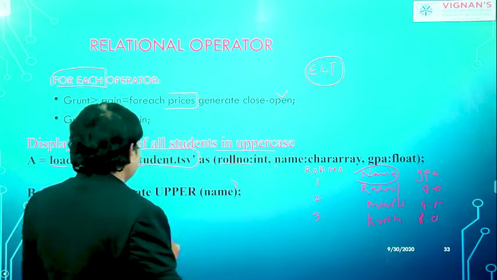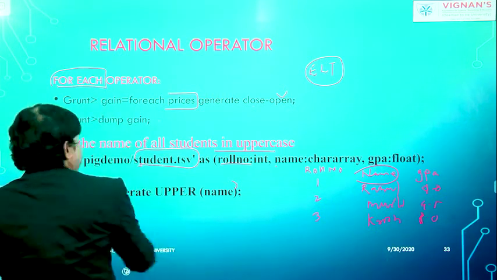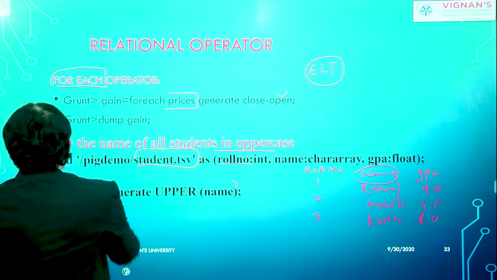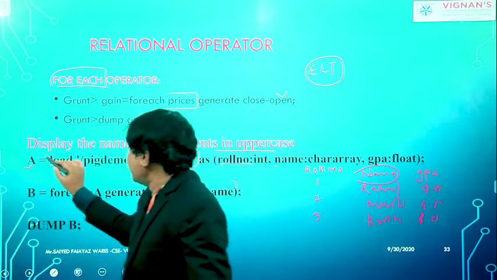Now I have another relation. In this relation we have the data of these students, the relation which I am going to call A.